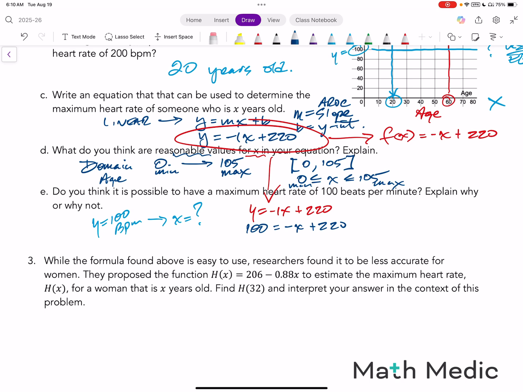You can subtract 220. So 100 minus 220 is negative 120. And if that's equal to negative x, just multiply both sides by a negative, and you get x is equal to 120 years old. And it says, do you think it is possible? Probably not. Most people don't live past 105, and I don't know if anybody in history has ever lived to 120. So really, this is not possible.